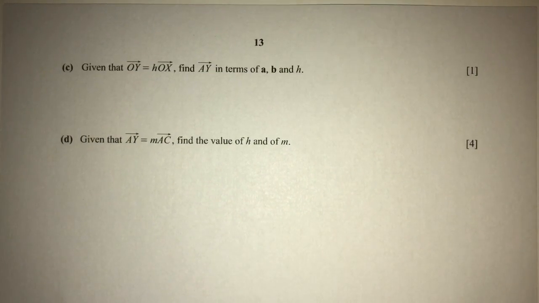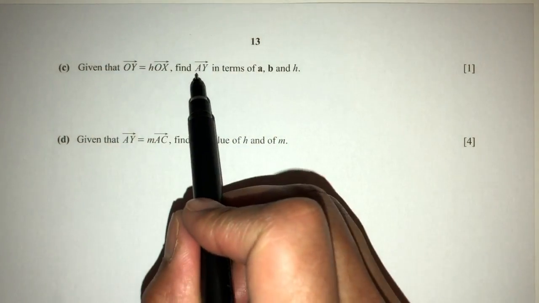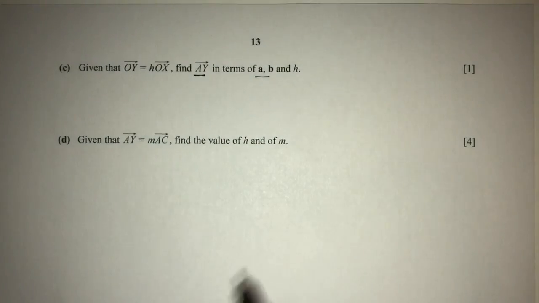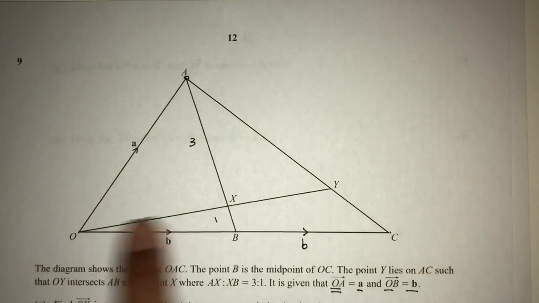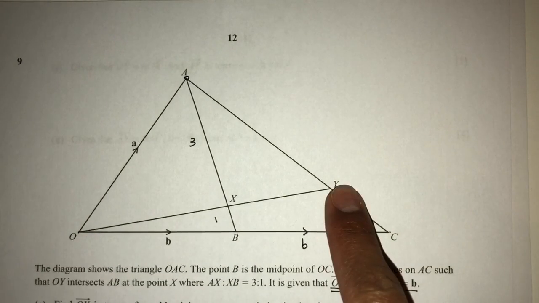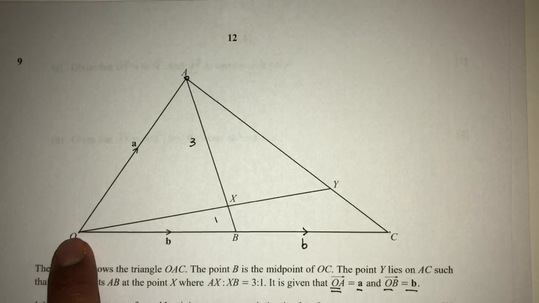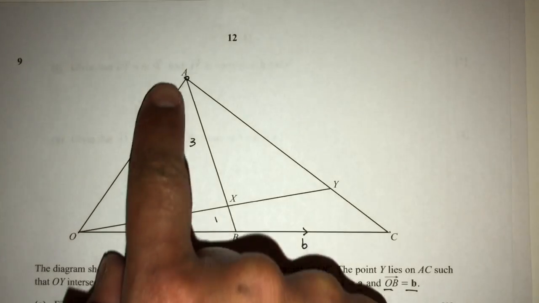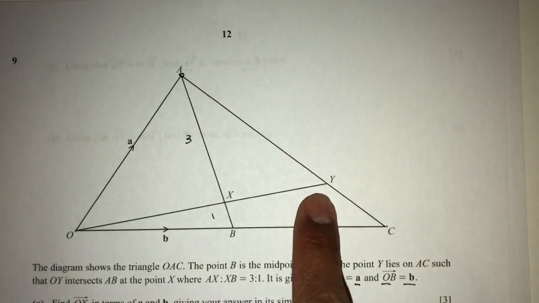The next one, given that OY is this, find AY in terms of this. So let's observe, where's OY? OY, O going to Y. How can you find this? Beginning from O, we can go O to A, and then A to Y. So let's write that.